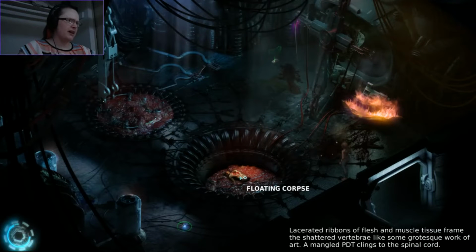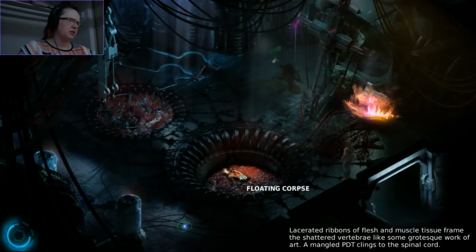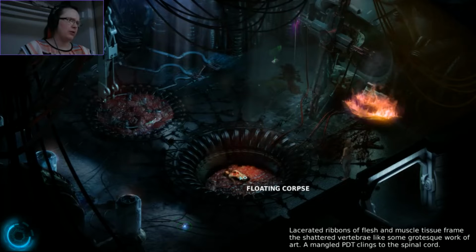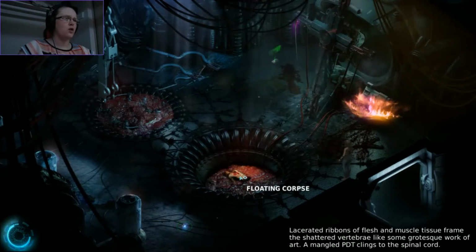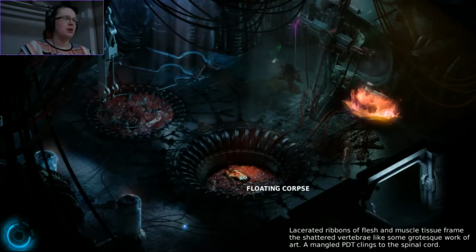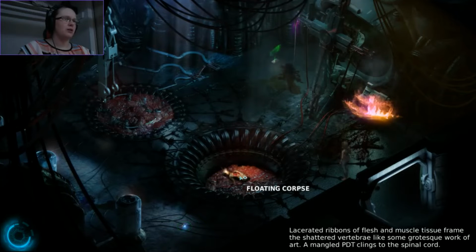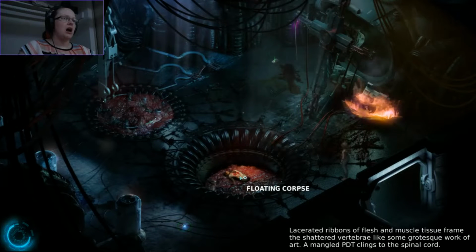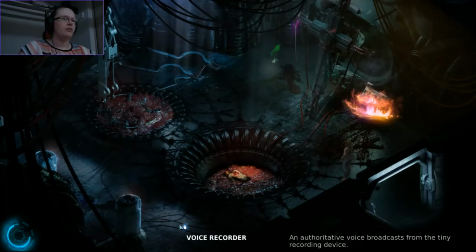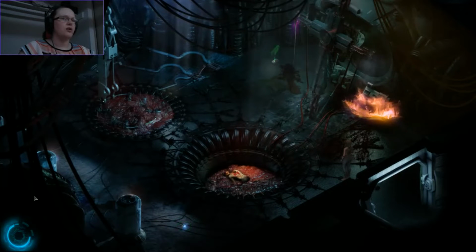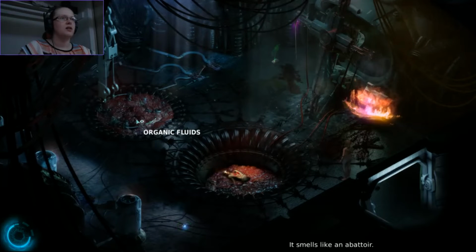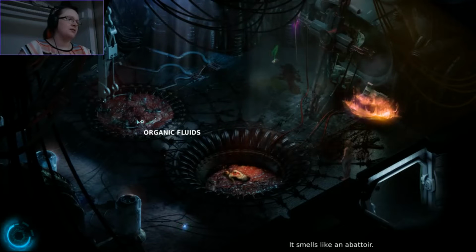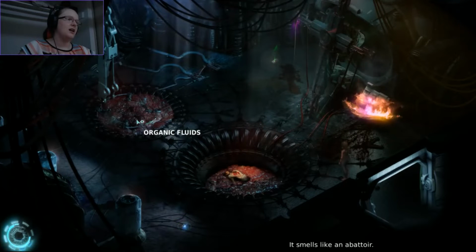Floating corpse, lacerated ribbons of flesh, and muscular tissue frame the shattered vertebrae like some grotesque work of art. A mangled PDT clings to the spinal cord. Aha. Voice recorder. Okay, I'll grab that here in a second. I want to just... Organic fluids. It smells like an abattoir?